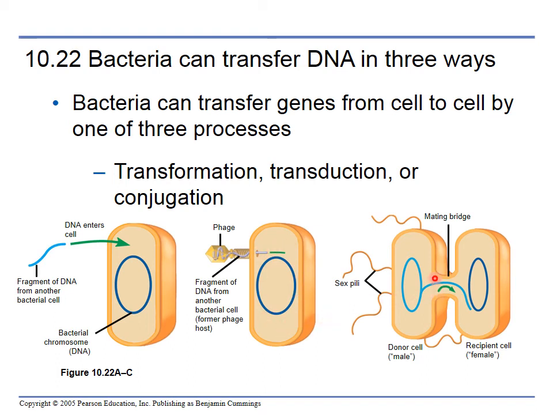Another kind is conjugation, and this is the sex between the two kinds of cells. So in this one, you're going to have a fertility factor on this one, and the sex pili here can actually attach to the female recipient, and then this DNA is copied. It doesn't donate its DNA, it actually copies it and gets a copy of that sex or fertility factor.